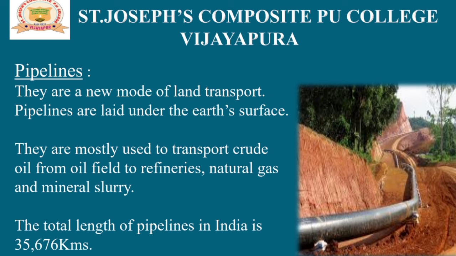How to transport crude oil through the pipelines? It is useful for transporting crude oil from oil fields to refineries, and also natural gas and mineral slurry. And the total length of pipelines in India is 35,676 kilometers. So this is regarding the pipeline.